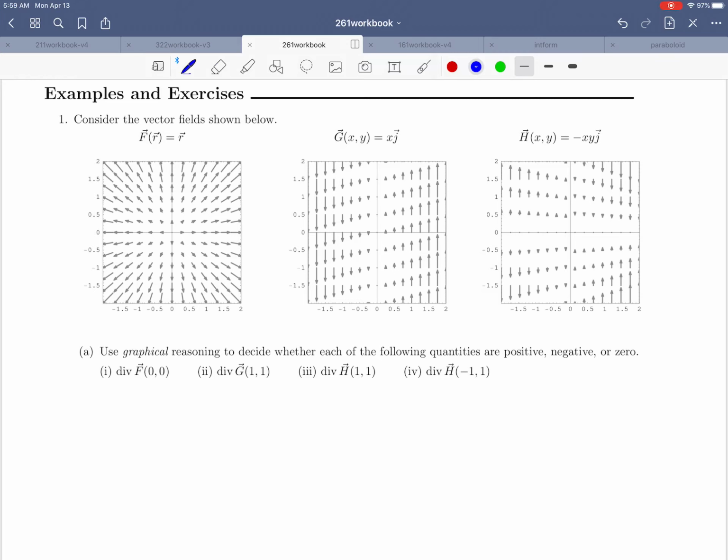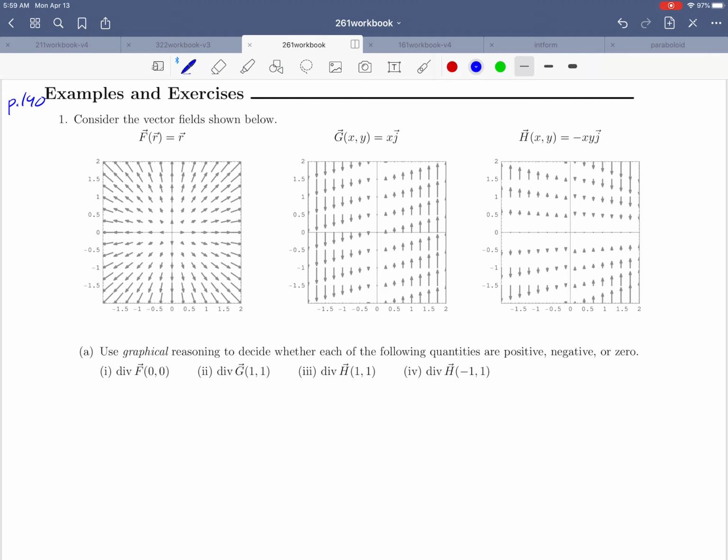Welcome back, everybody. We are looking at exercise 1 on page 140 of the workbook. This is another exercise of calculating the divergence of a vector field. And exercise 1 is broken up into two parts. So there's a part A and a part B on the next page.